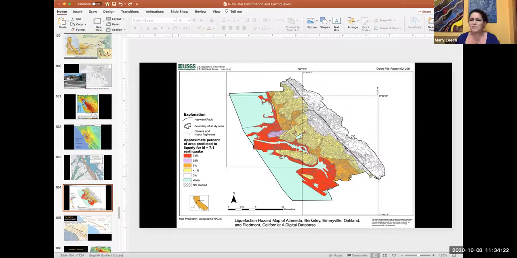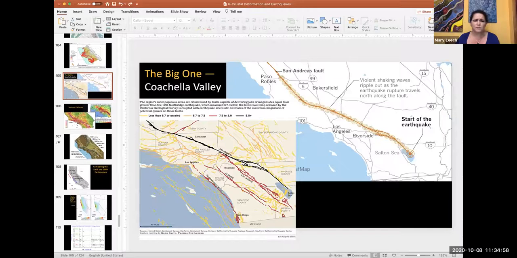This is showing the lowlands. So it's Alameda and the lowlands in Oakland. This is the percentage of area predicted to liquefy during a magnitude 7.1 earthquake. It's a large area of the lowlands there, and of the base, like the maze area before you get on the Bay Bridge. I think I'm making my point that there's great potential.